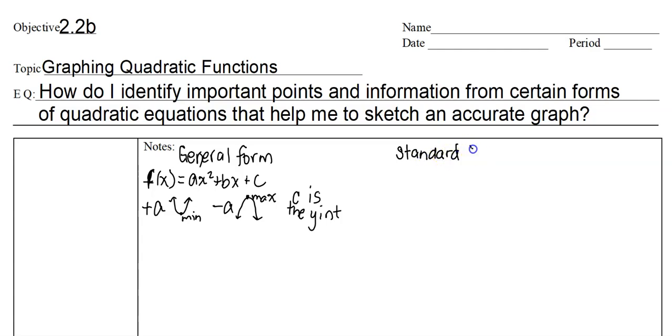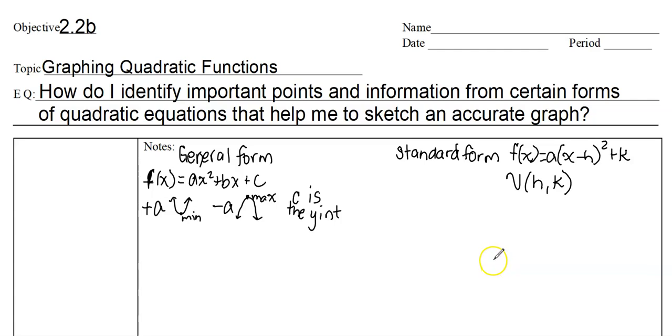Standard form of a quadratic also tells us a critical point and some information. It looks like this: f of x equals a times x minus h quantity squared plus k. And that a has the same information as the a from general form, but the other important information is that it gives us the most critical point, which would be the vertex at h, k.